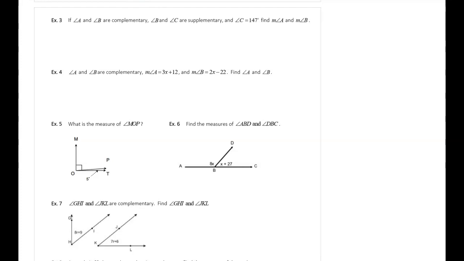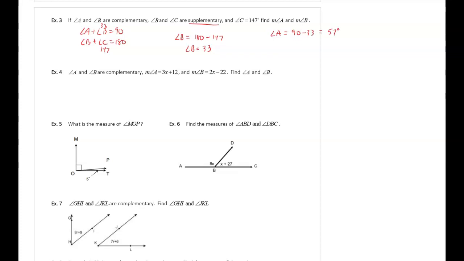So the first example, if angle A and angle B are complementary, and angle B and C are supplementary, you know angle A plus angle B have to add up to 90 because they're complementary. You know angle B plus angle C have to add up to 180 because they're supplementary. And they tell you angle C is 147 degrees. Find A and B. So if this is 147 degrees, what does that tell us about angle B? Angle B is going to be 180 minus 147, which would give me 33 degrees. Now, if angle B is 33 degrees, angle A would be 90 minus 33, which is 57 degrees.